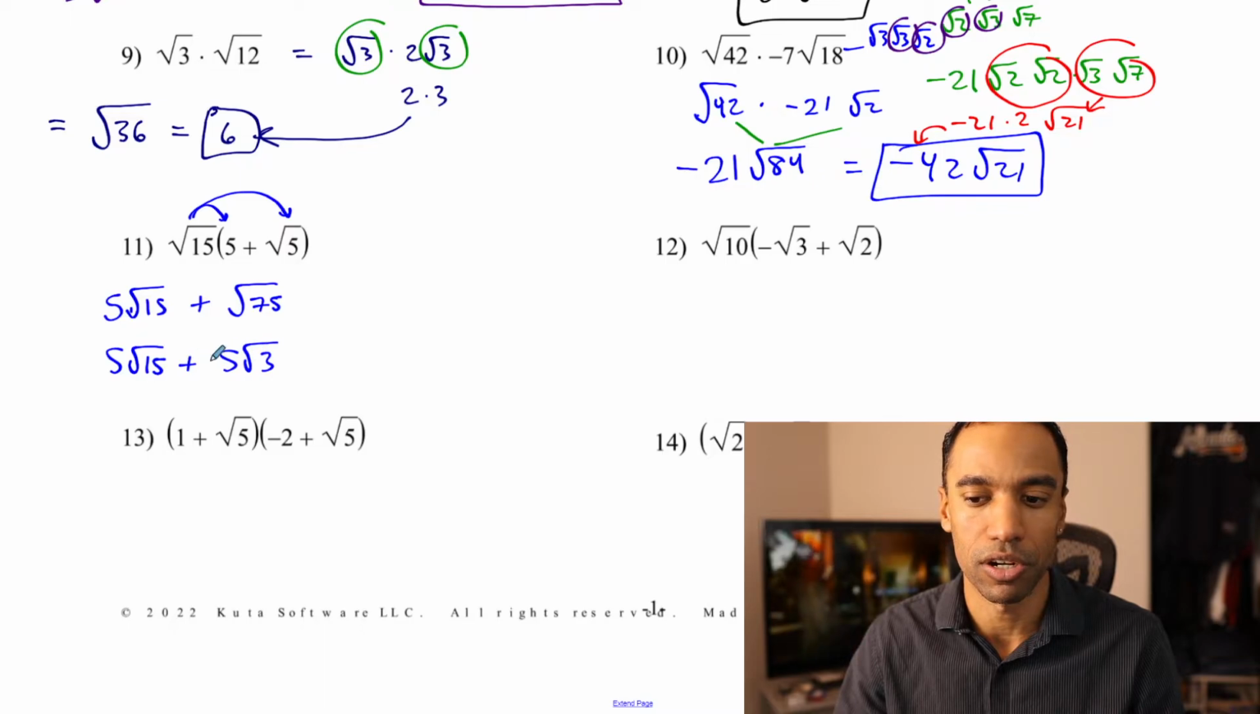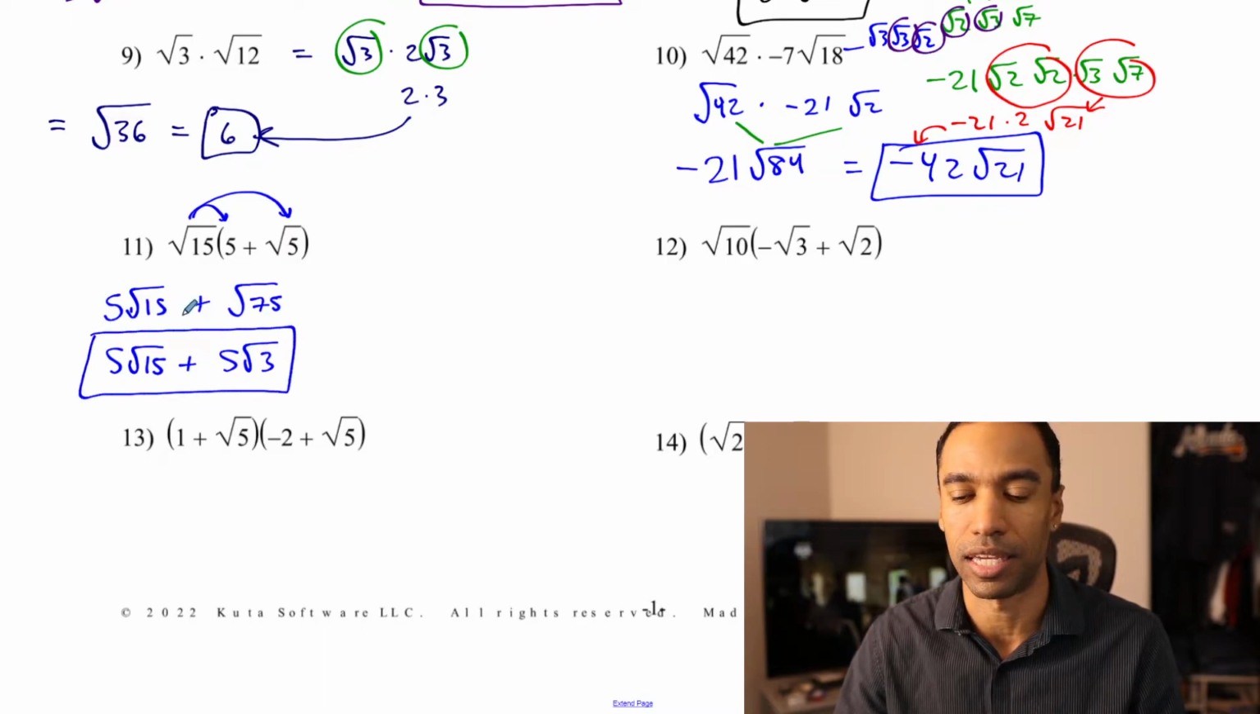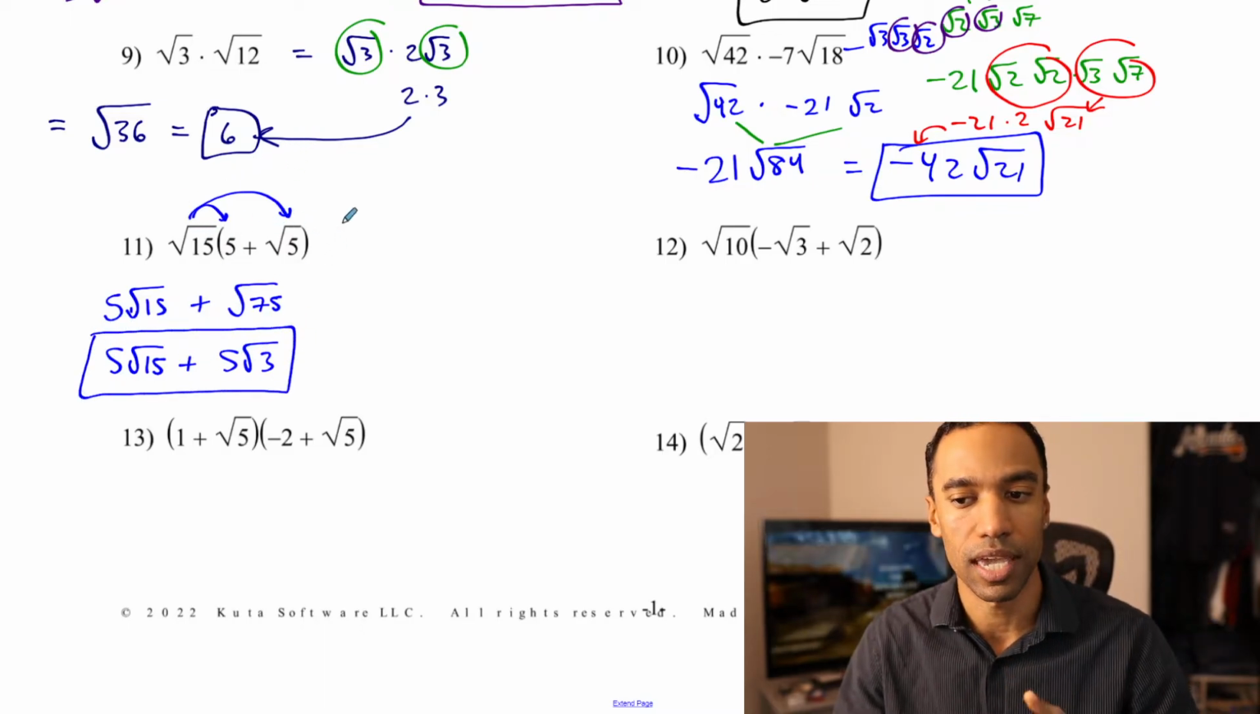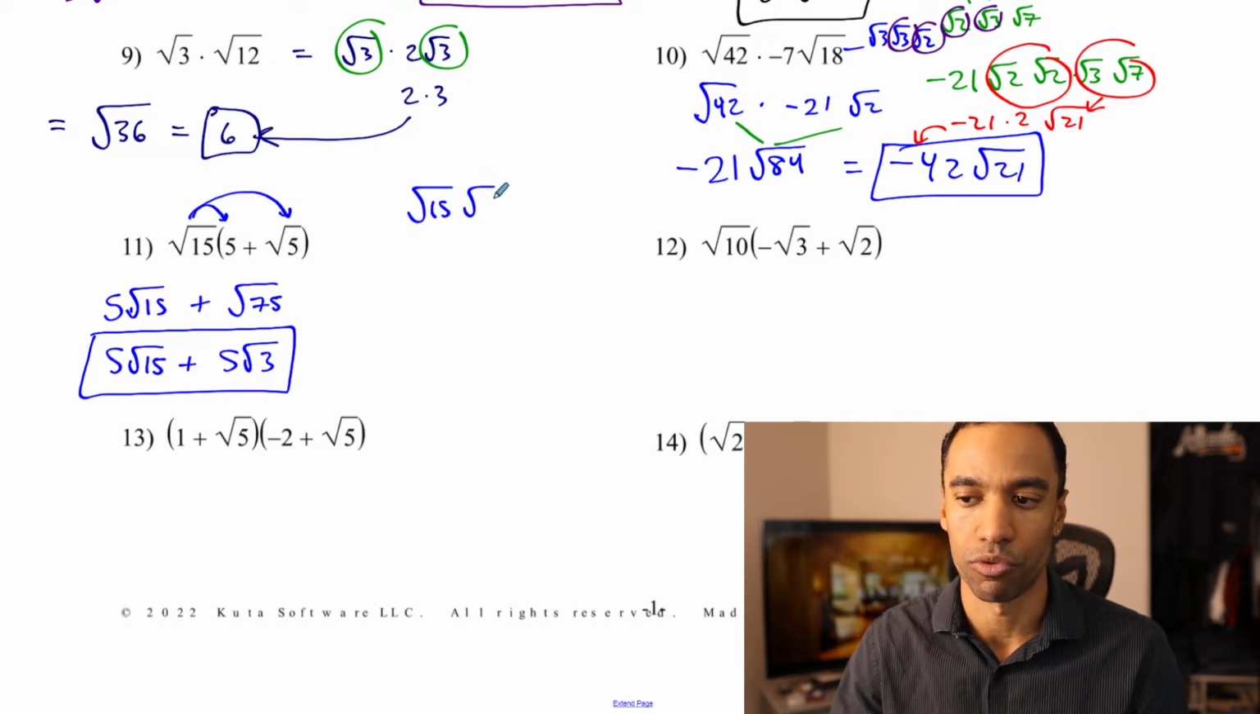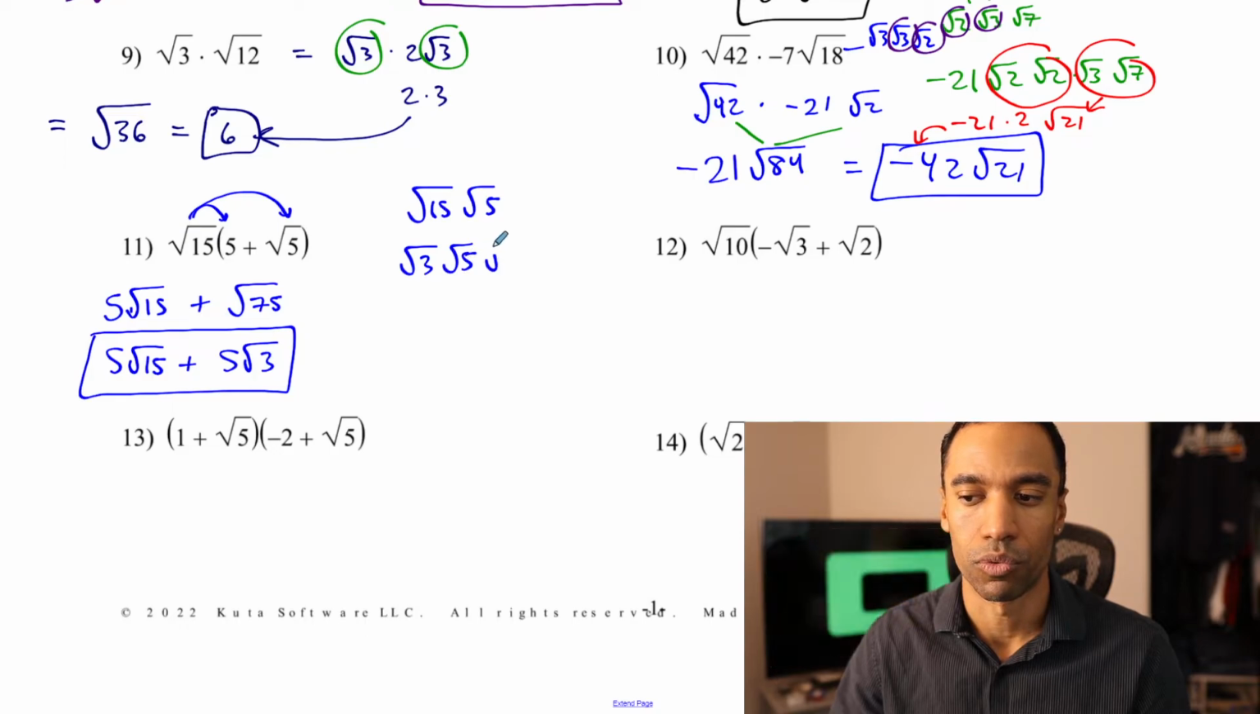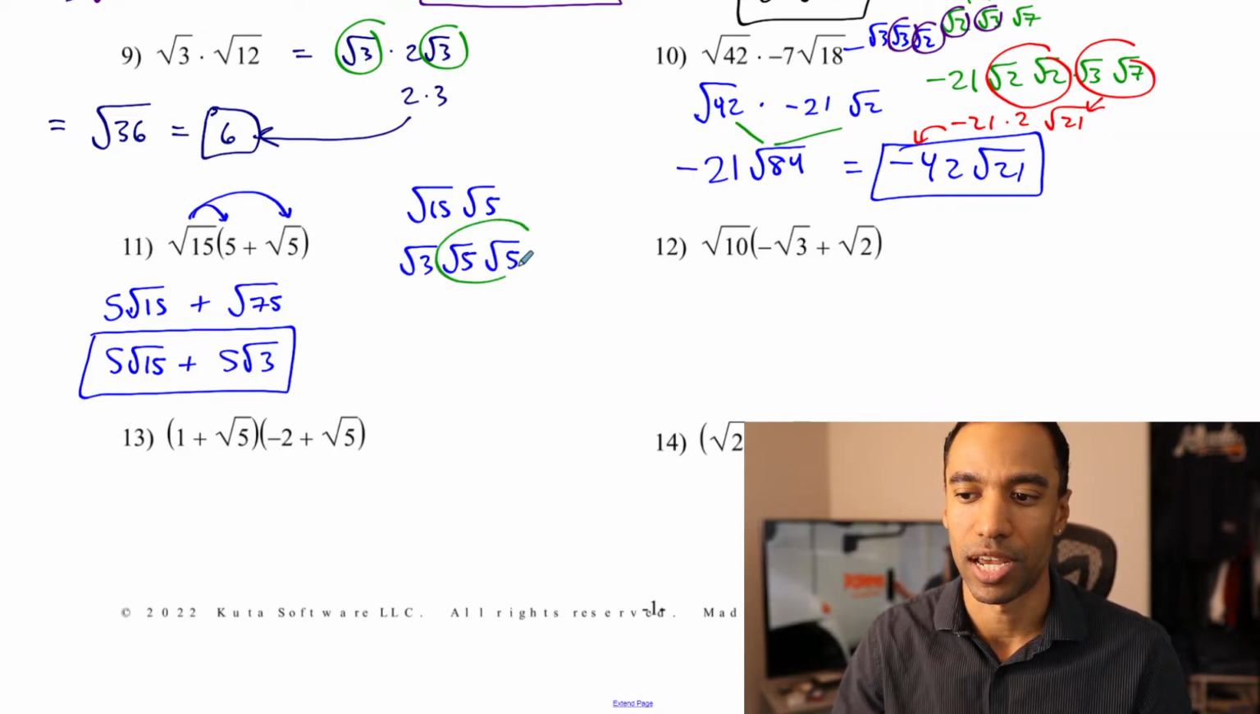And if anything could have combined here, I would have. Nothing can, so I won't. But once again, I did root 15 times root 5. 15 is also 3 times 5. Root 3 times root 5 times root 5, check that out. That becomes 5 root 3.